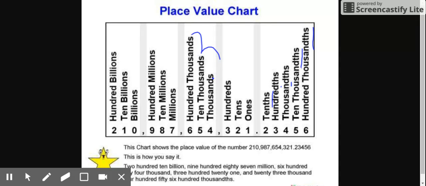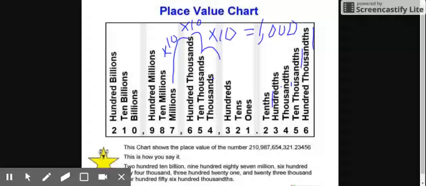If I jump three times, thousands to 10,000s, that's one jump. That's times 10. 10,000 to 100,000, that's another jump. That's times 10. And if I jump a third time, that would be times 10 again. And 10 times 10 times 10 equals 1,000. So we know the value.